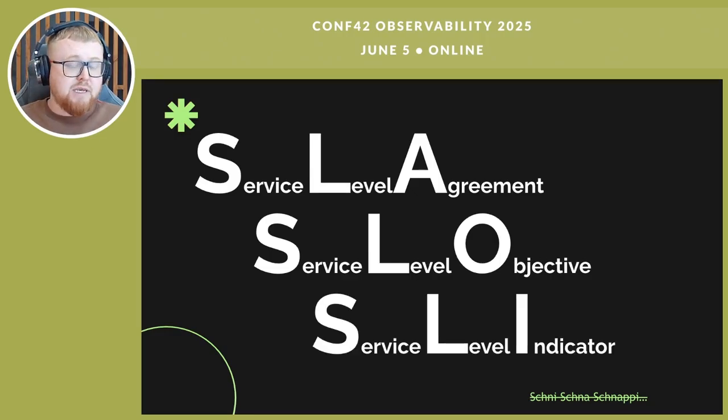SLI, Service Level Indicator, is directly a metric that measures the fulfillment of SLO. This is a numerical indicator based on monitoring data. For example, if SLO says that 95% of requests should be processed in 200 milliseconds, then SLI is the percentage of requests that actually fit within this time.